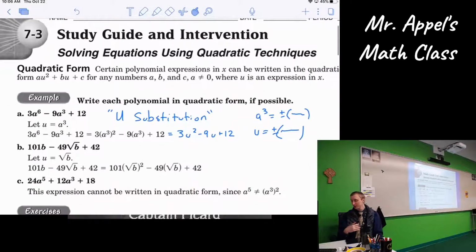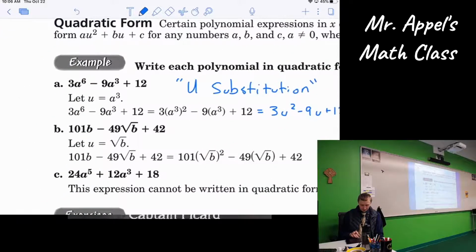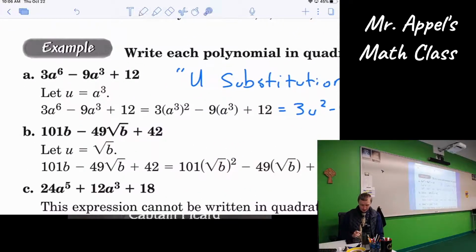Anyways, so what we're going to practice doing on the first page here is just the U-substitution part. No actual solving required. In fact, forget this extra bit at the end for now, for the first page. Look at example B here.